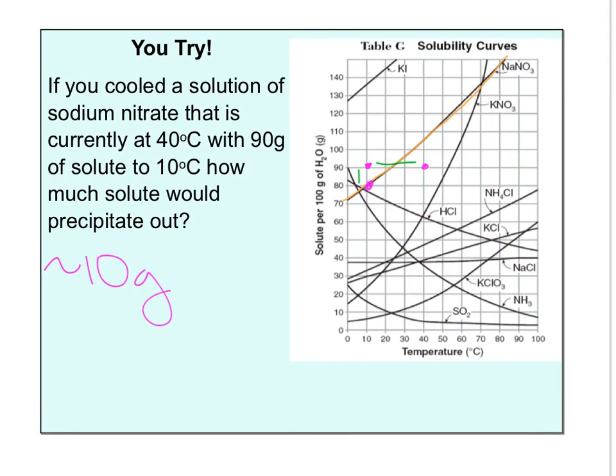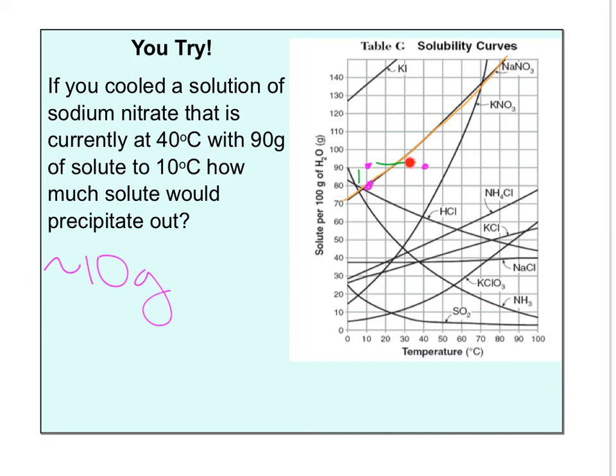So for this one, you are making a supersaturated solution. Your initial conditions are unsaturated because you're at 40 degrees Celsius with 90 grams of solute and you're below the line. So you're unsaturated and you're cooling your solution, going left on your x-axis until you're above the line, making it supersaturated. This is what we did in the lab yesterday.